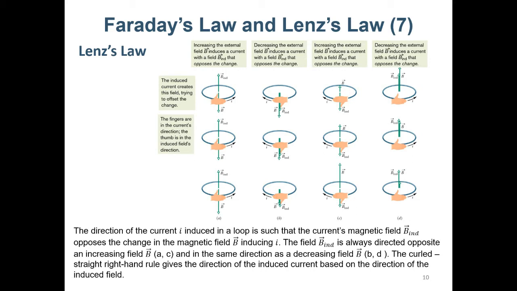So at the beginning, we have a loop here, and there is an increasing external field. The induced current creates a field opposite to the change, trying to offset the change.